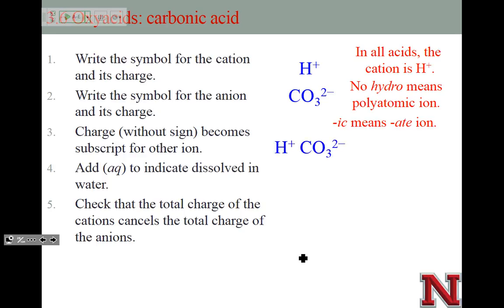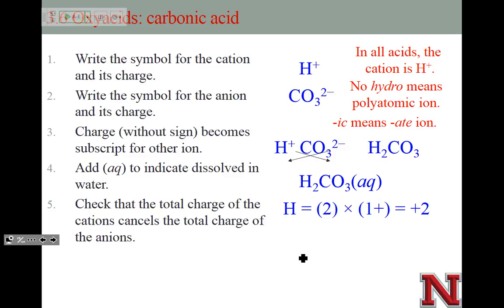So writing that down, we're going to balance that just like we would. And we need 2 hydrogens in this case to balance, so that's H2CO3. Again, we don't need the parentheses when we only have 1 of that polyatomic ion. And again, we want to put aqueous to represent that it's dissolved in water, forming the acid. And we can always double check our charges to make sure that they do in fact cancel out.